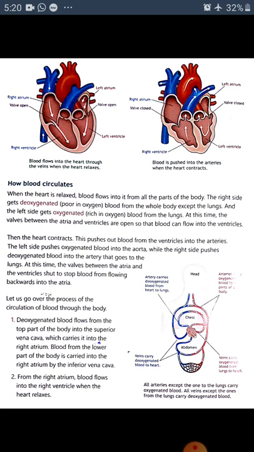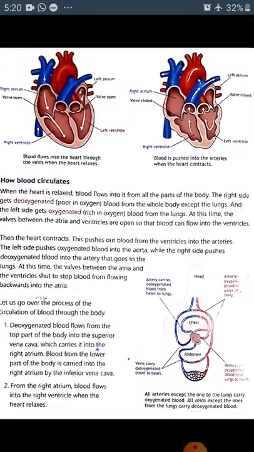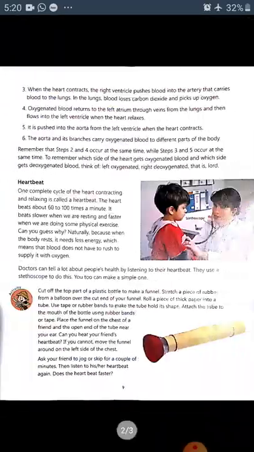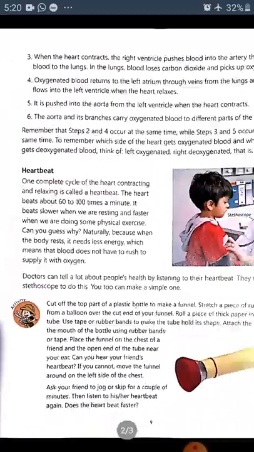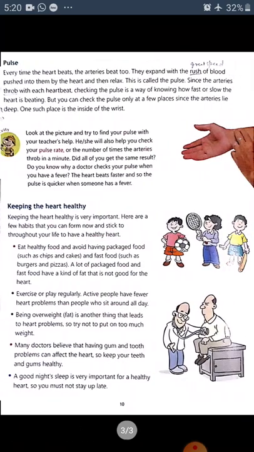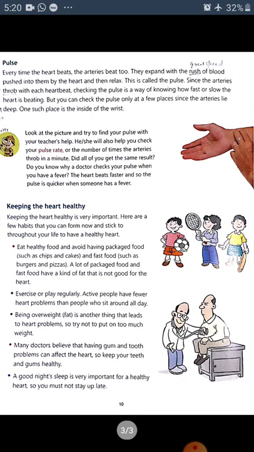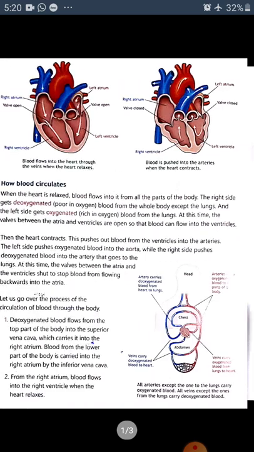Today I will teach science, standard 5th, chapter the circulatory system. This is the next part of the video of this chapter. Today I will discuss some points according to this chapter. Now I will discuss how the blood circulates, the heartbeat, pulse and how to keep the heart healthy.